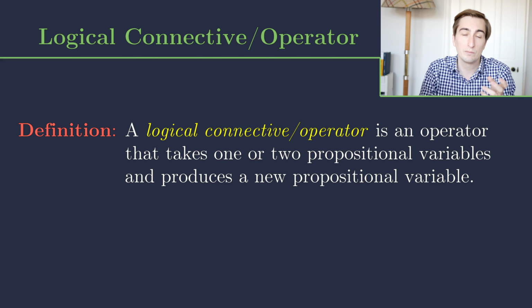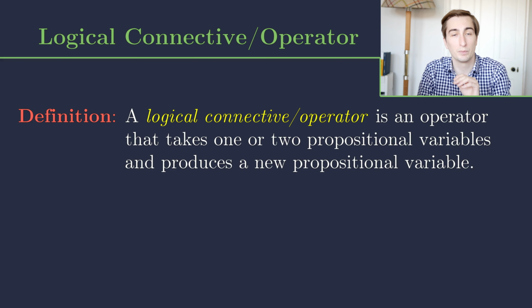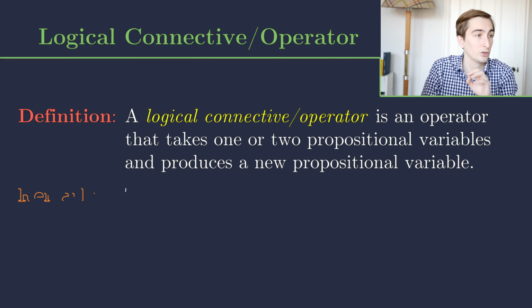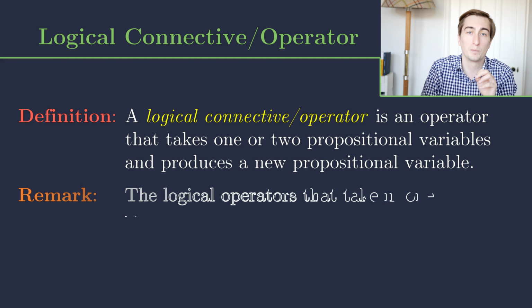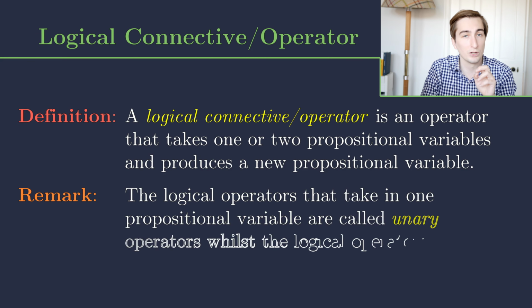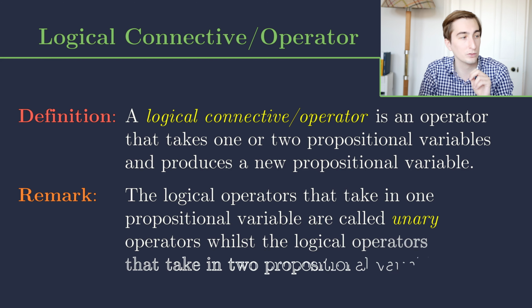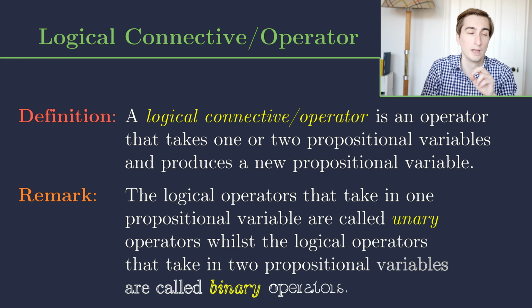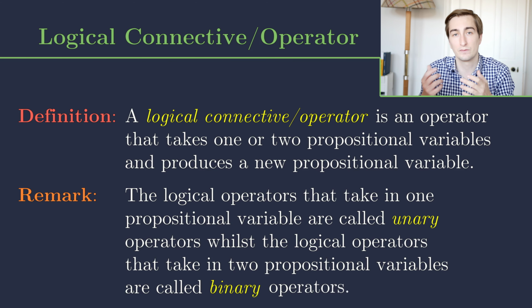We also have a name for these two different types of logical connectives. The ones that take in a single propositional variable, we call the unary operators. And the ones that take in two propositional variables, we call the binary operators. For this video, we're just going to focus on the unary operators, and in the next video, we'll look at the binary operators or logical connectives.